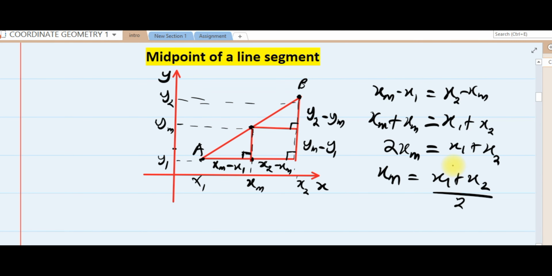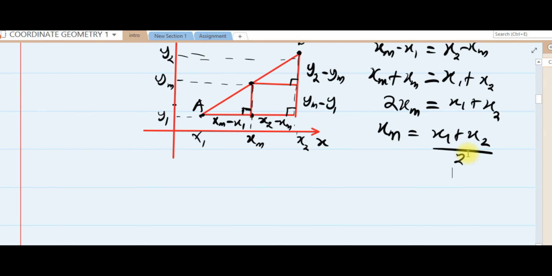So this is for our x. For y, the same thing. For this to be the middle, this distance must be equal to this distance, the same way this is equal to this. So we are saying that y2 minus ym must be equal to ym minus y1. That's the condition for the two to be equal.